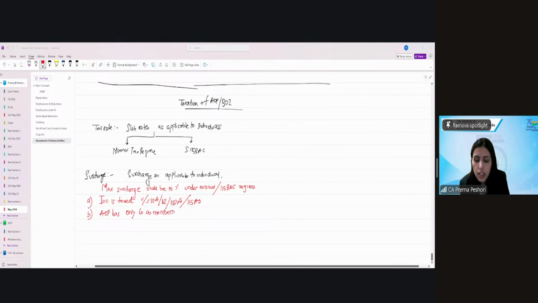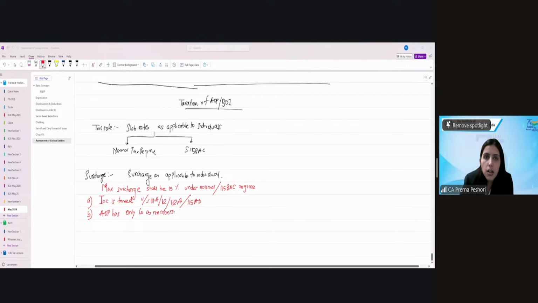In any other cases, if these two conditions are not satisfied, then the normal surcharge applicable to individuals will apply: under the old regime 37%, and under the new regime the maximum is 25%. So that shall remain the same. Any questions? Okay, let us proceed further with respect to the computation.